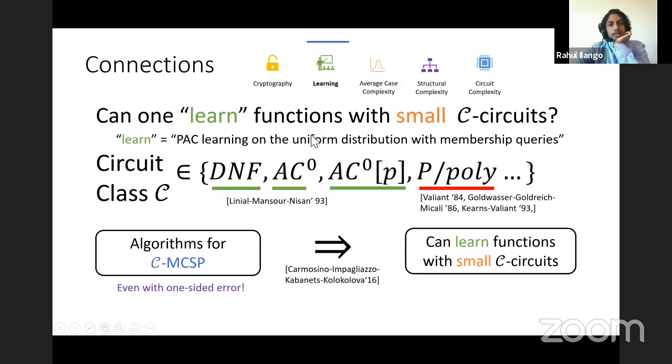I'm not an expert on that kind of stuff, but it seems like there are still interesting questions here about the relationship between learning and MCSP. And even if you combine this with the connections with cryptography, an interesting question is, could the complexity of MCSP, the complexity of learning, and the existence of one-way functions all be connected in some way? These are the questions that people are investigating.